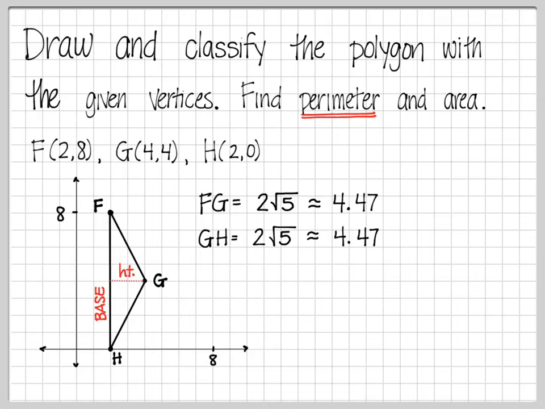Now, to find the distance from H to F, I could use the formula again, but we noticed in the very beginning that from H to F, it's a vertical line. We can just count the squares and we see that it's 8 units.